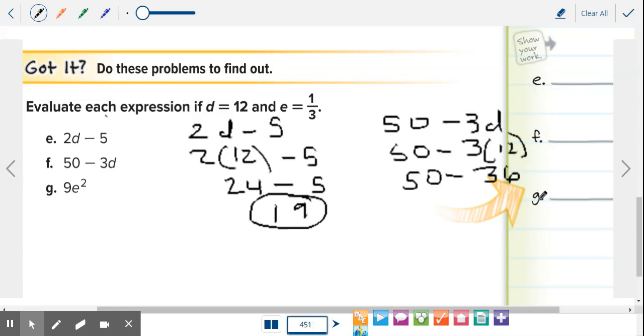36. Stephen, how about you let her answer? Thank you. So 50 minus 36. I think we need to look at that one real quick. So we borrow, and we get 4. What's 10 minus 6? 4. And 4 minus 3? 1. So 14.